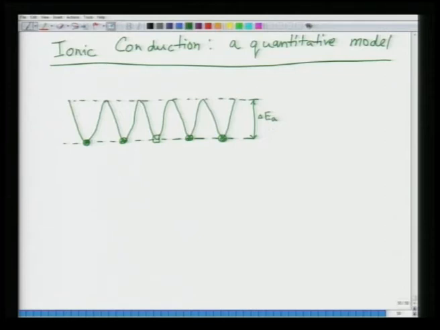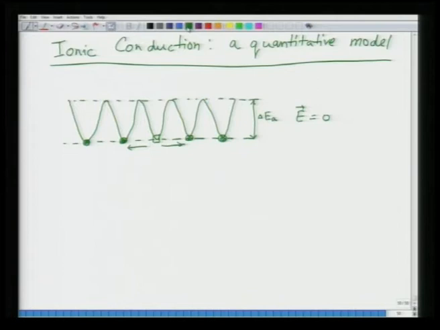So now you have these various sites. This vacant site can move to the right side, but it can also move to the left side, because in the absence of electric field, this is the condition when E is equal to 0. So in the absence of electric field, this vacant site has equal probability of moving either to the right or to the left. Now what happens when you apply an electric field?